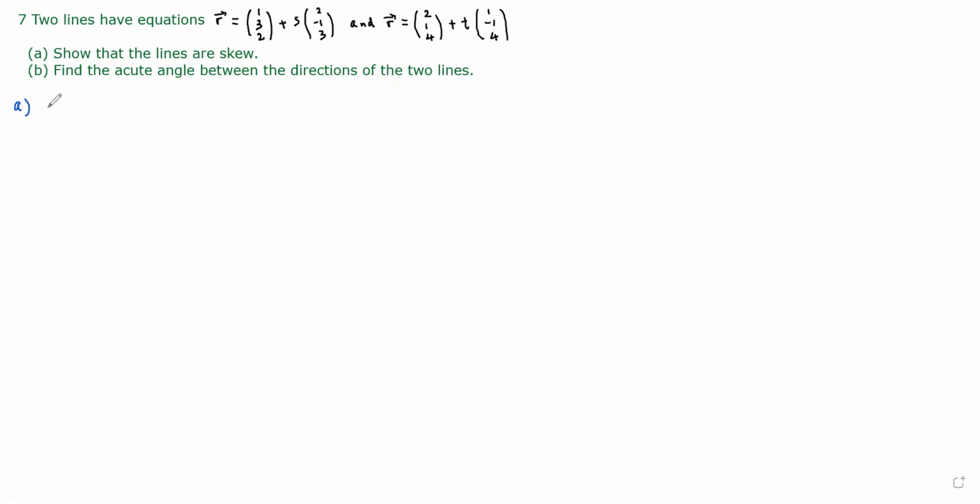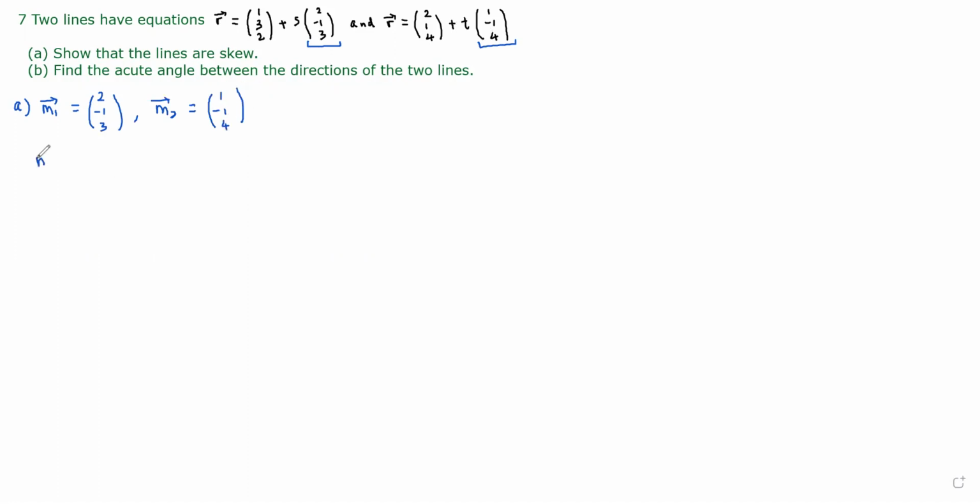For this first line here, let's find the direction vector of this line. This part gives us the direction vector of the line. So we have the vector (2, -1, 3). And for the second line, this gives us the direction vector.